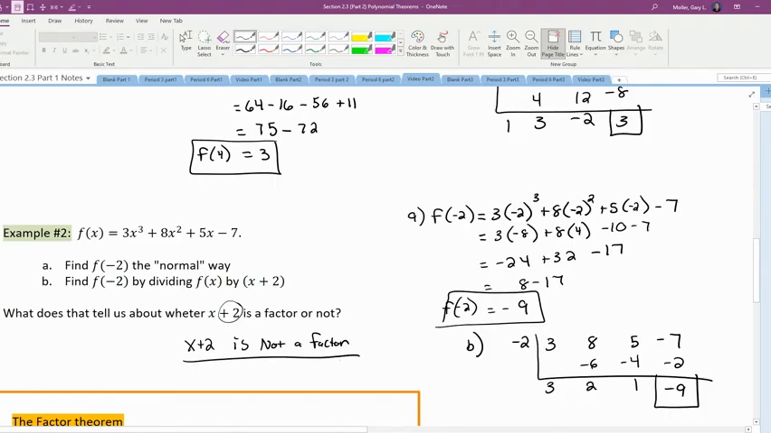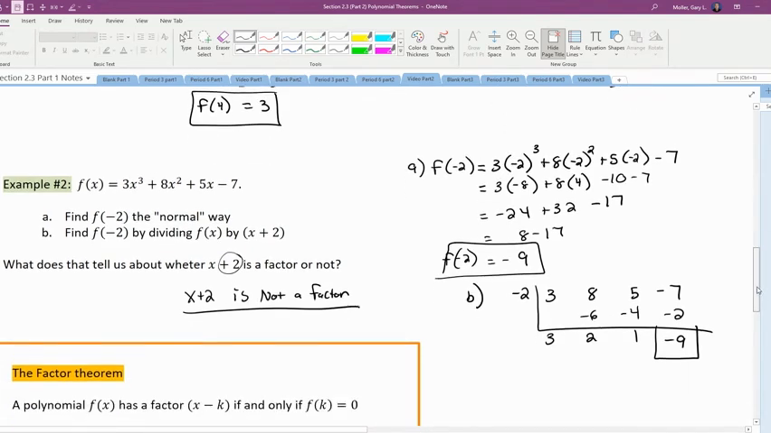All right, so where are we going to be using this? We're going to be using this as a test. We want to know if something is a 0 or not because we want to know if something comes from a factor. So what we're going to be doing is testing a lot of numbers, and we could test them the old school way. Hey, if I plug in this number, do I get 0? Do I plug in this number, do I get 0? And that would be time consuming. Still time consuming to do that with synthetic division, but so much faster.